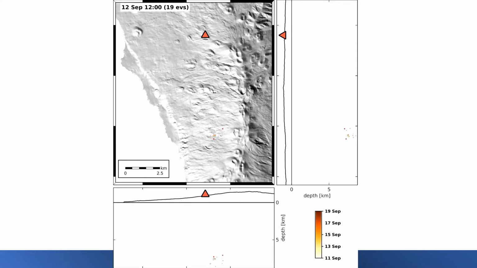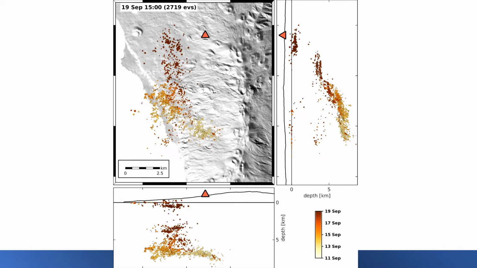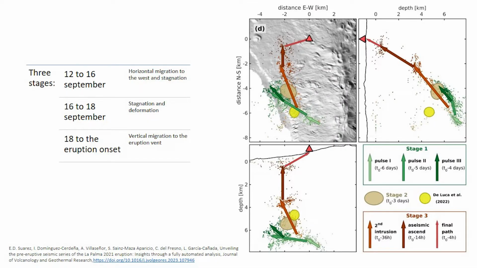This is a fancy movie that shows how the seismicity migrates first to the west, then it stagnates in the west, and a secondary intrusion starts to go to the north, and then the eruption happens. Then we propose a new model, a conceptual model of how this happened.